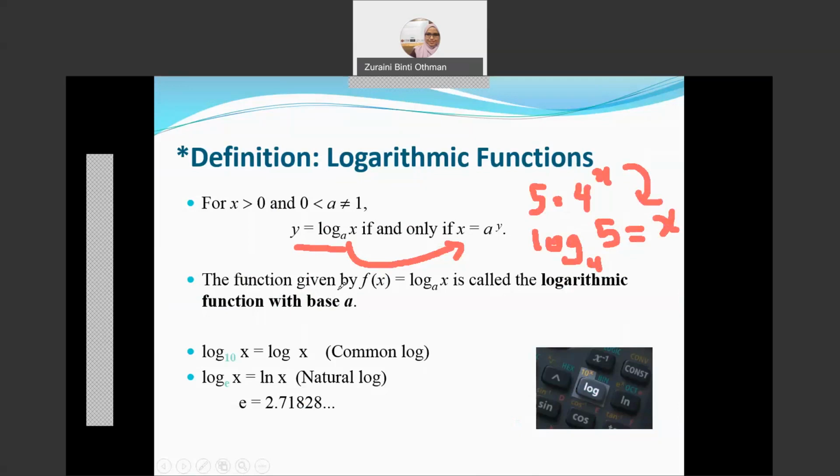The function f as log a(x) is called the logarithmic function with base a, like this. This is log 10 x. We can simply put log 10 as log x, and this is the common log, where we do not write the base. If we do not write it, it means we assume that this particular log is log 10. If you want to calculate by using our calculator, this is the log function, and this log is log base 10.